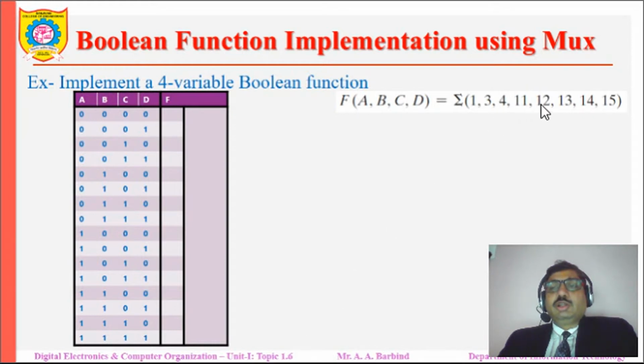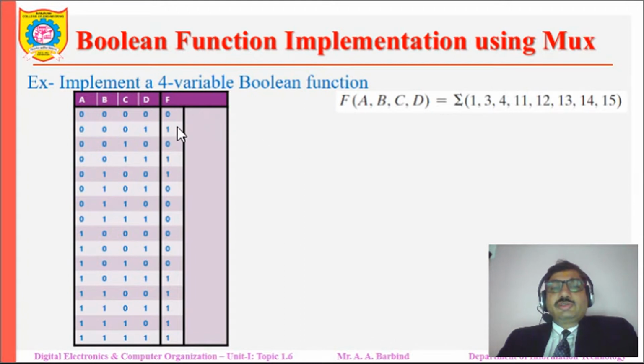Then 3, 4, 11, 12, 13. Okay, so we enter these values. So for 1, 3, 4, and then 11, 12, 13, 14 and 15 the output is 1, and for the rest of the inputs the output is 0. So this is how we enter the values into the truth table for the output from this particular function represented in the form of summation of minterms.